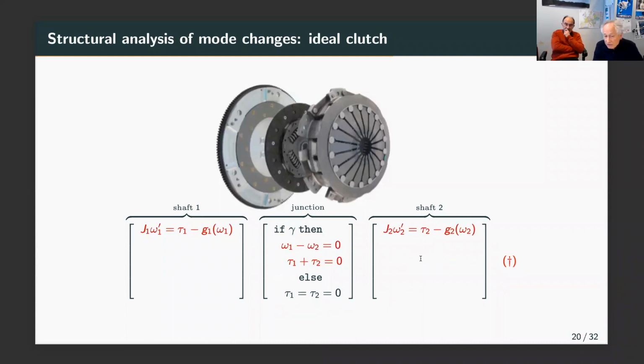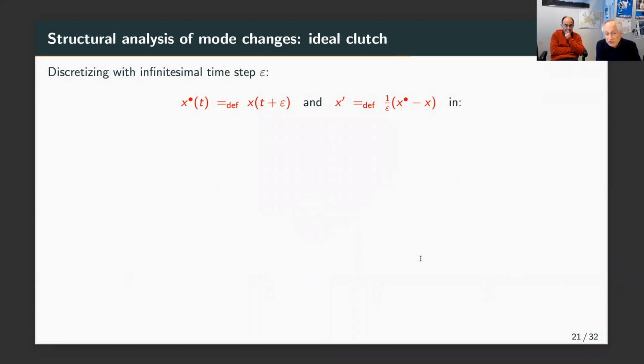So let me focus on the two modes that are shown here. For the structural analysis of mode changes, we are bothered by the fact that we have to deal with a mix of two different kinds of time. First, continuous time when the clutch is either engaged or released, and then the events that are caused by the changes in the mode from engaged to released and released to engaged when you operate on the clutch.